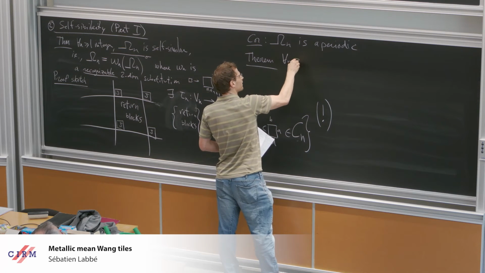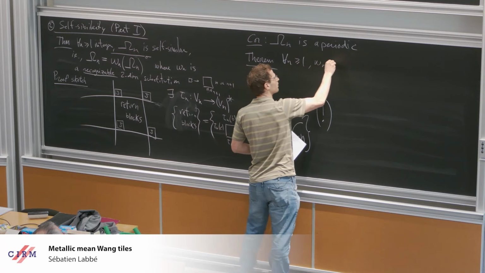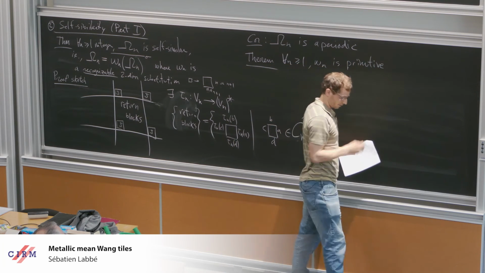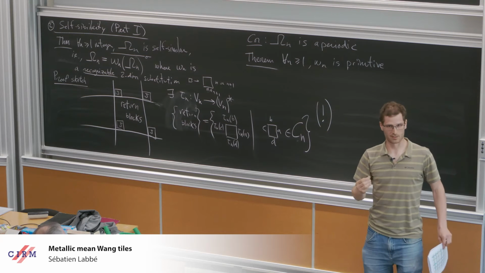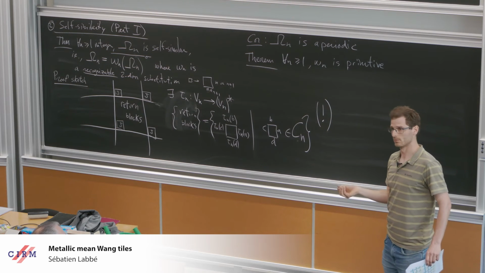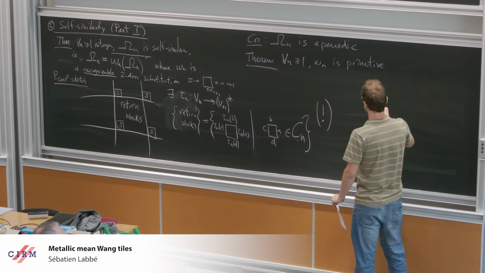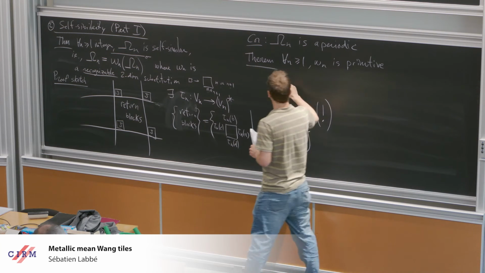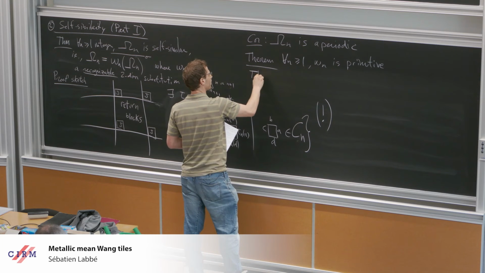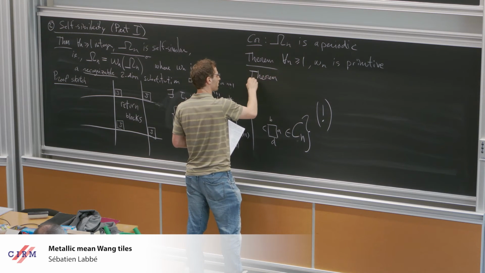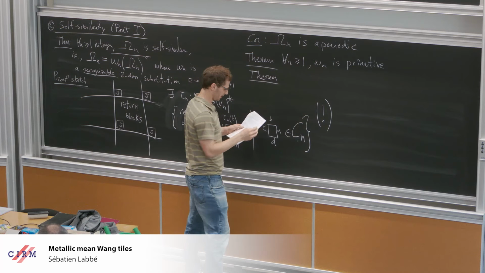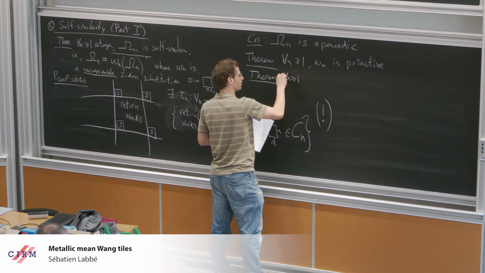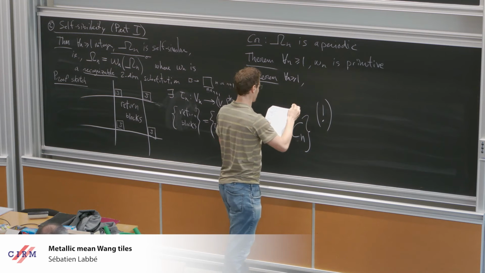For every n, the substitution is primitive. So, which means all tiles appear with a positive frequency, which you can compute. And I can give you more information on the substitution, but I suggest to postpone it to the end because I have priority things to show you before going into details here.